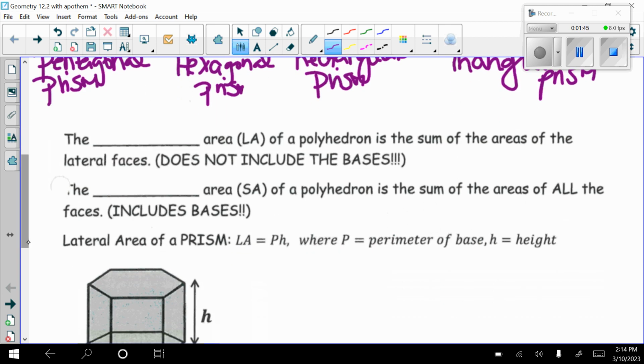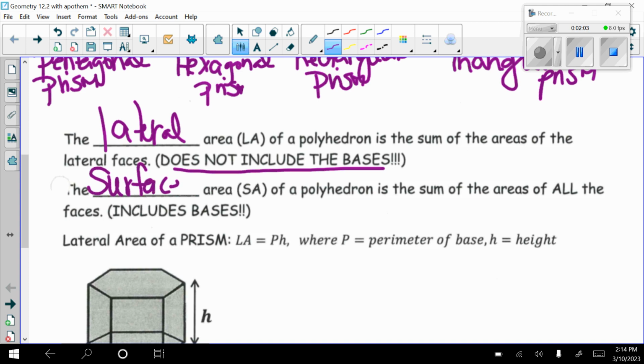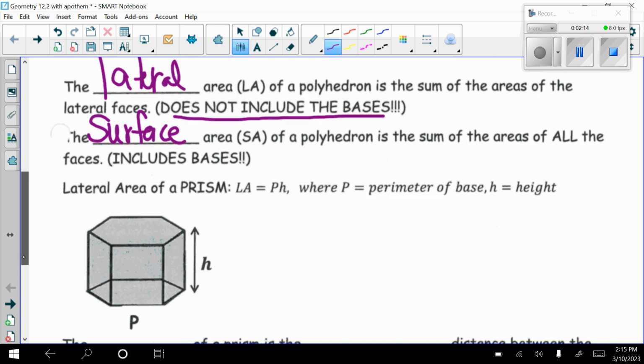All right, so first the lateral area, which we will abbreviate with LA, of a polyhedron, is the sum of the areas of the lateral faces. So the lateral area does not include the bases. That's extremely important. So then we also have what's known as the surface area. We're going to abbreviate that with SA. This is the sum of the areas of all the faces, which includes the bases. Okay?